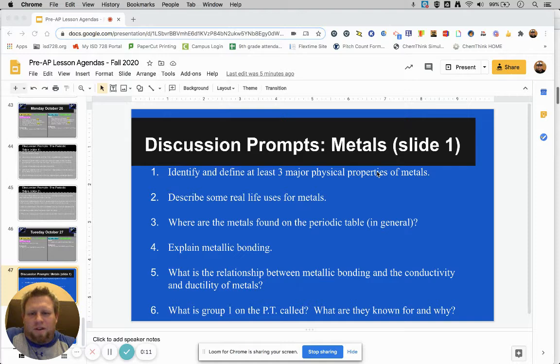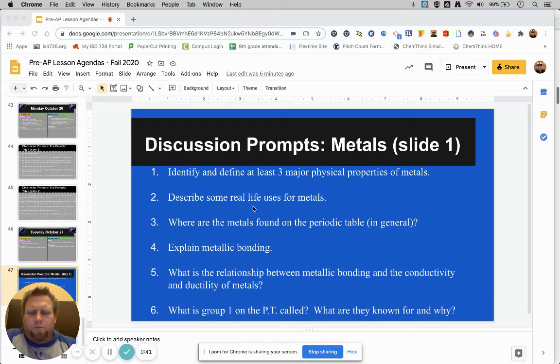Number one said identify and define at least three major physical properties of metals. There are a lot of properties of metals that you could have discussed or identified here. Basically, metals are going to be hard, they're going to be shiny typically, they're going to be what we call malleable and ductile. They're good conductors of heat and electricity. Those are some of the major physical properties of metals.